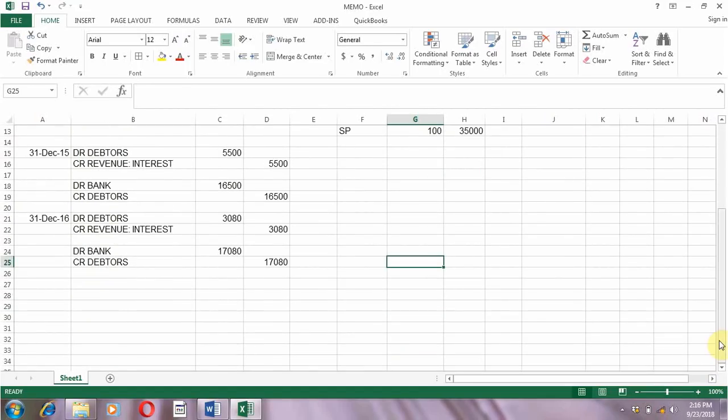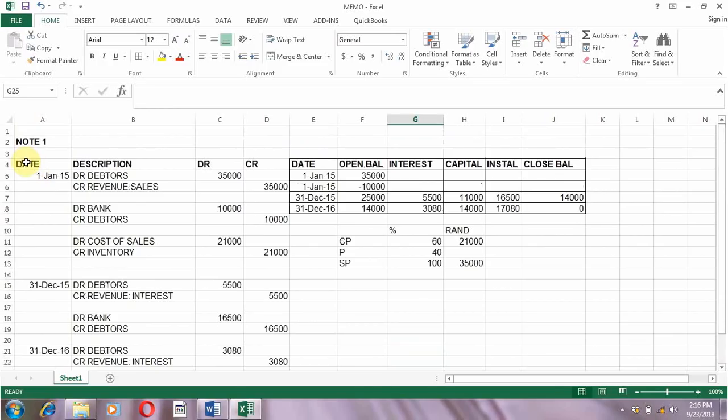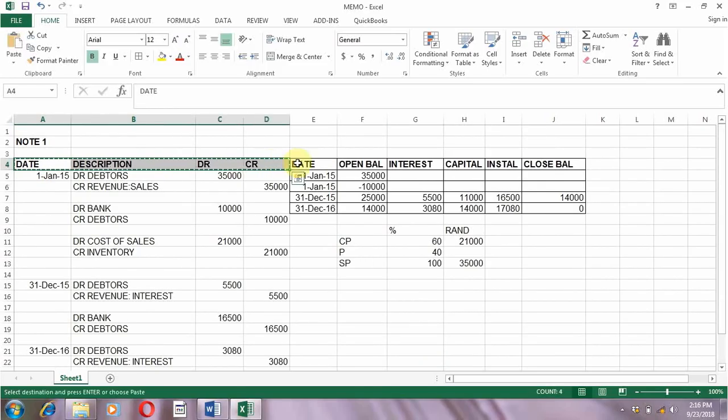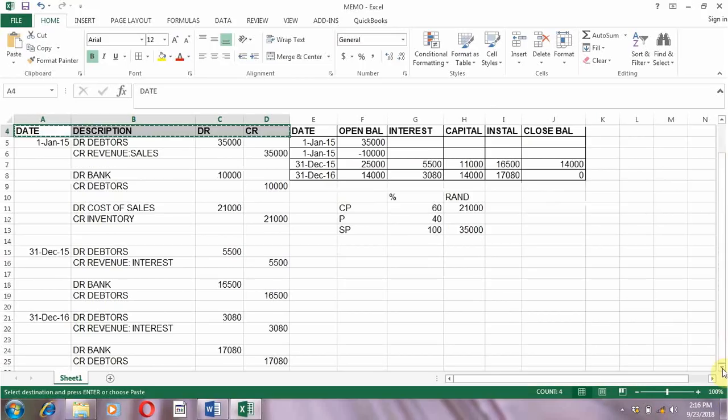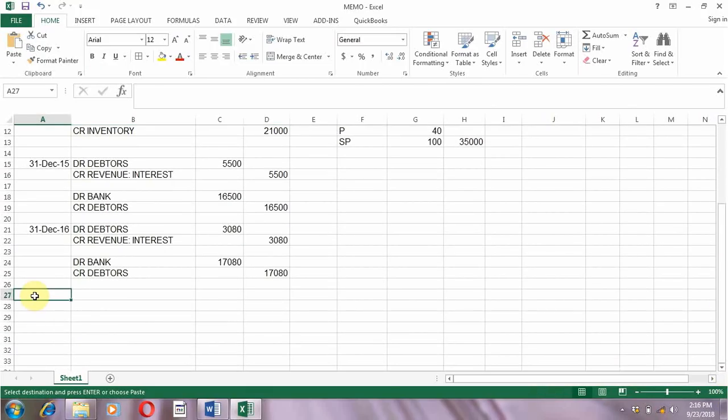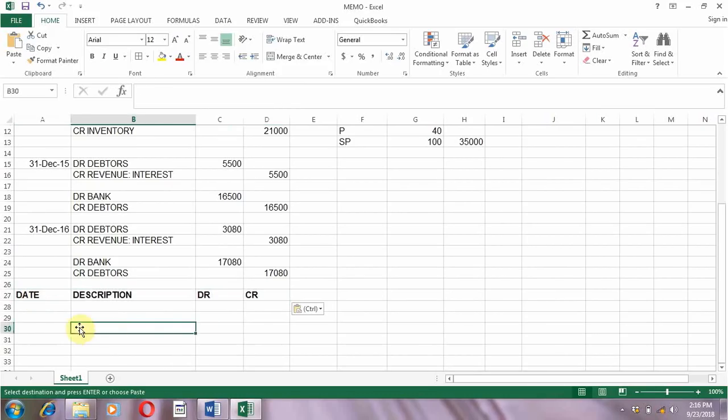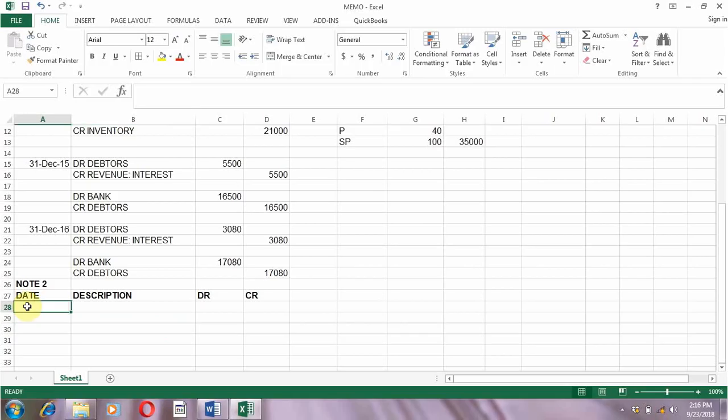Right, we must progress to note number 2. So I'm just going to copy this layout and scroll down. Right, we are on note number 2. And in note number 2, we had a situation where there is a sale and the payment is deferred. There's a single payment that is deferred. So the transaction date there was 1 March 2015.